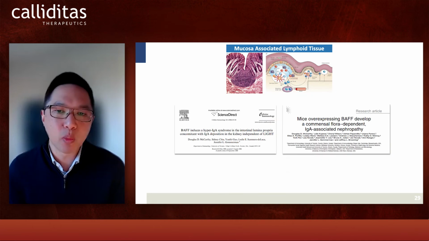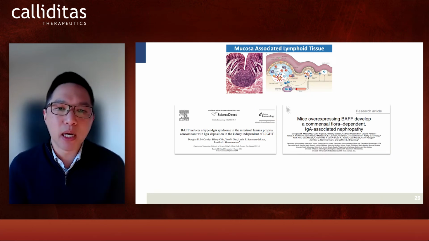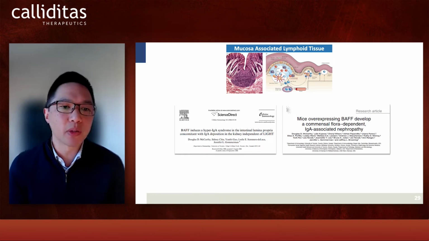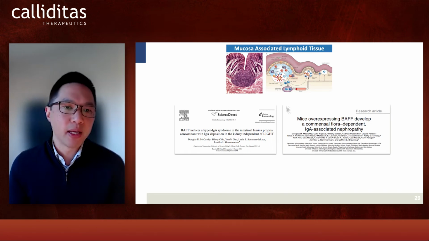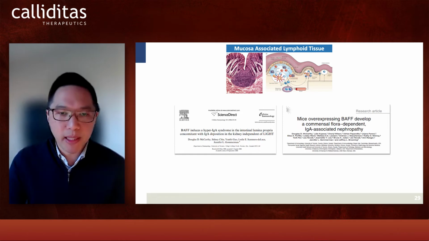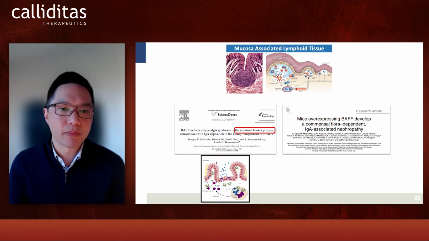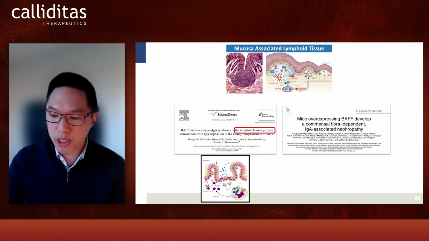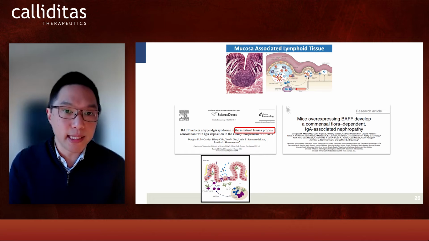This is interesting work that came out some time ago, examining a BAFF overexpressing transgenic mouse. What they found was that this overexpression of BAFF induced a hyper-IgA syndrome, so very elevated levels of IgA, but this IgA was derived from the intestinal lamina propria. And when they looked at the kidneys of these mice, they developed an IgA nephropathy-like disease.